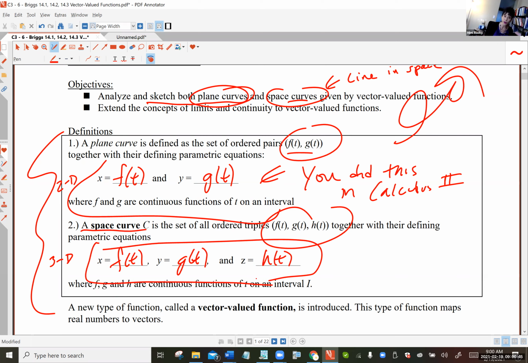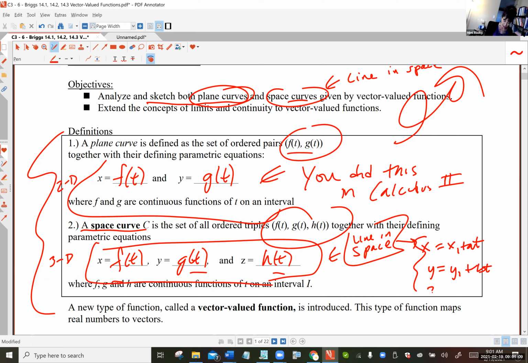We did one of these where you had a set of parametric equations for a line in space. A line in space is defined by a set of parametric equations, x equals something, y equals something, and z equals something. Although it's not just anything, they have to be linear. Because remember, a line in space looks like this set of parametric equations. You guys remember? You're going to have a quiz on it this weekend, so I hope you remember.